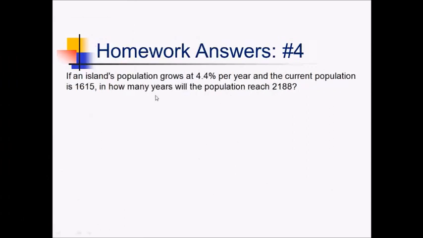For this problem, we have an island's population growing at a rate of 4.4% per year with a current population of 1615. We want to know how many years it'll take the population to reach 2,188. So since our population is growing at this rate per year, we can use our simple exponential formula of f of t equals ab to the t.